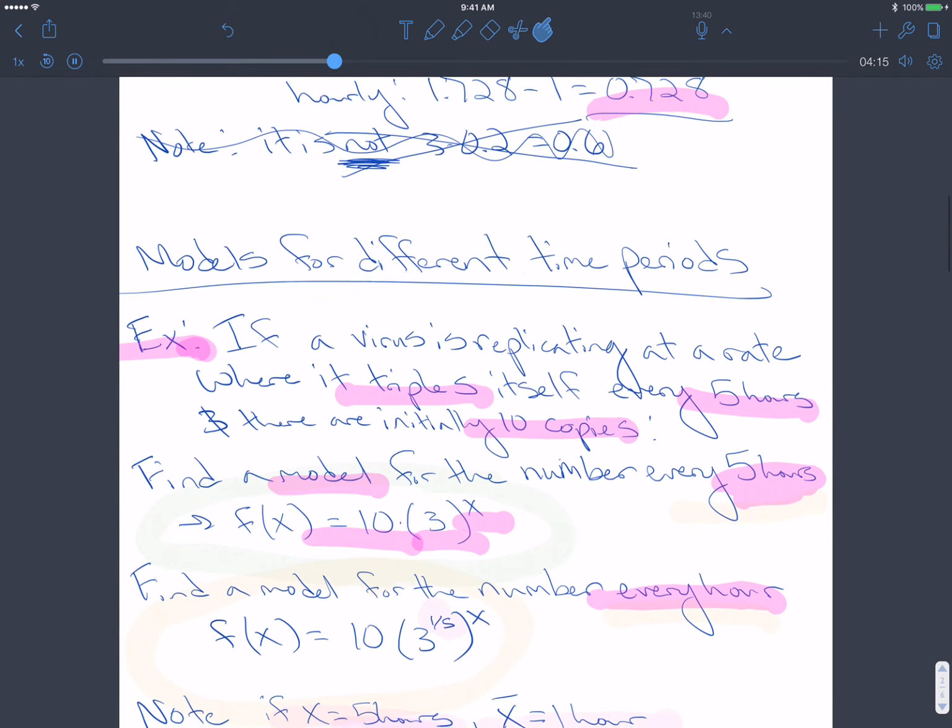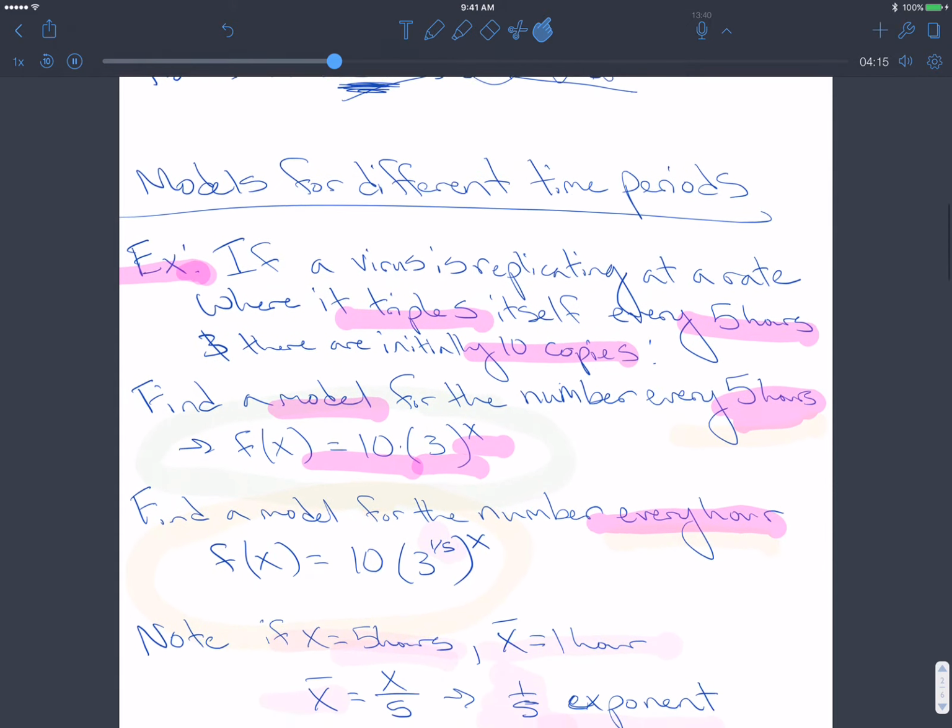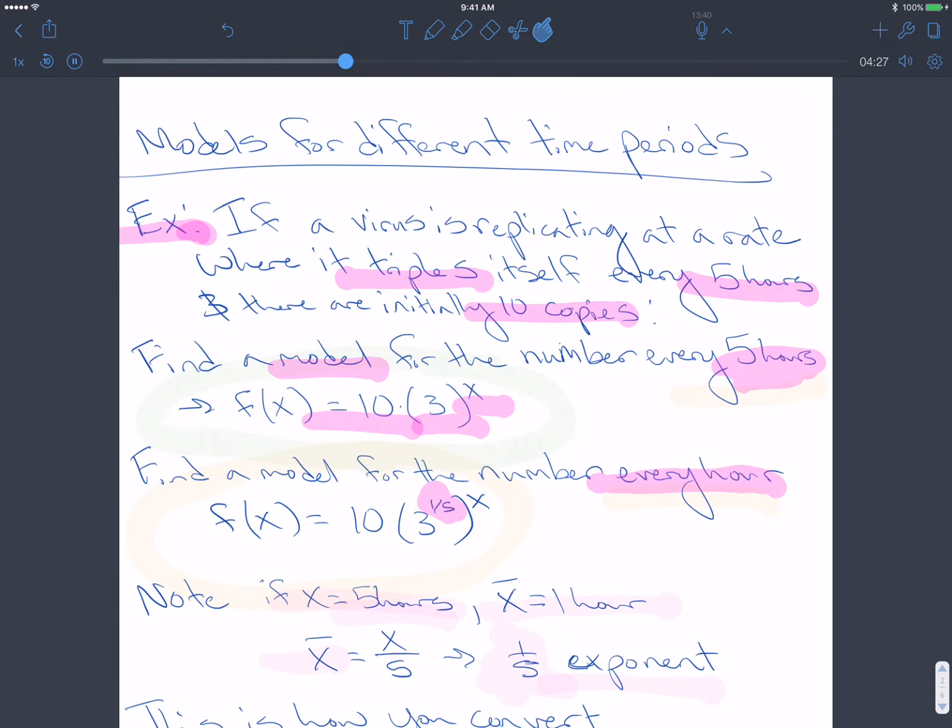So in our exponent, we get an extra 1/5 that corresponds to going from 5 hours to 1 hour. So I have a note here: if x is in 5-hour increments, and we want our new x, which I'm calling x bar just so that it's somewhat different, in 1-hour increments, I know that x bar is going to equal x divided by 5. If I divide both sides of this by 5, I'll end up with 1 hour, where I currently have 5 hours.